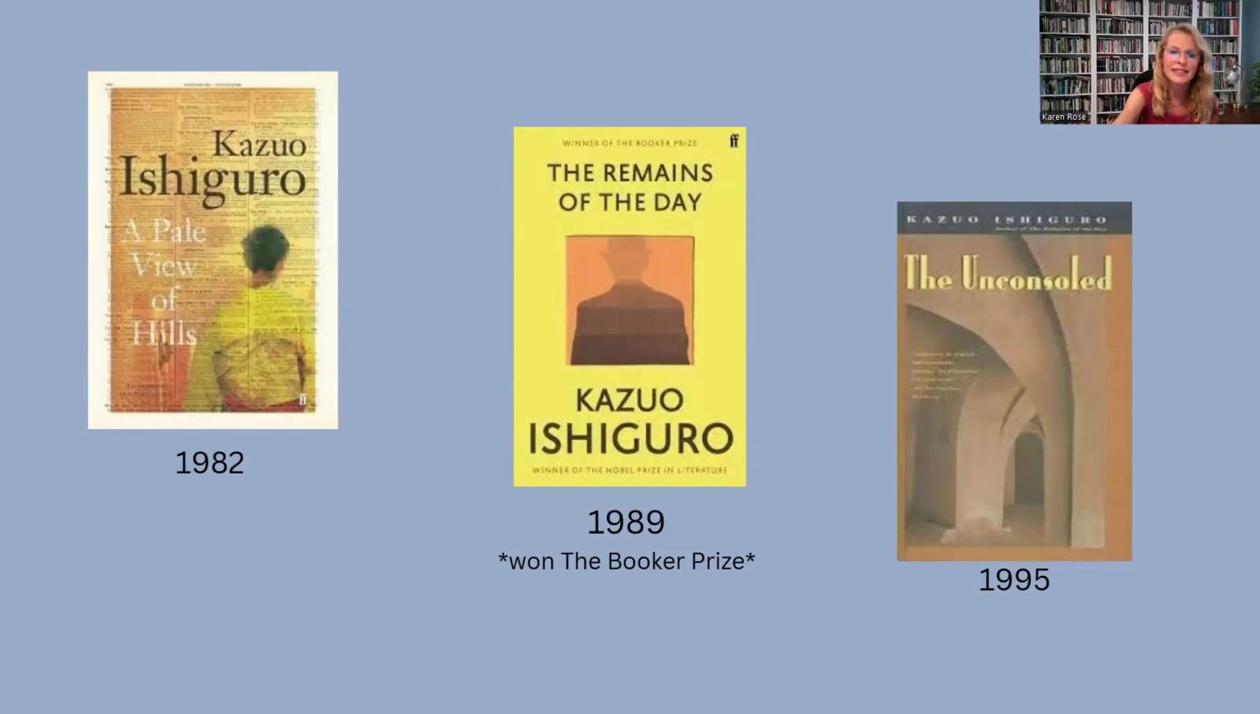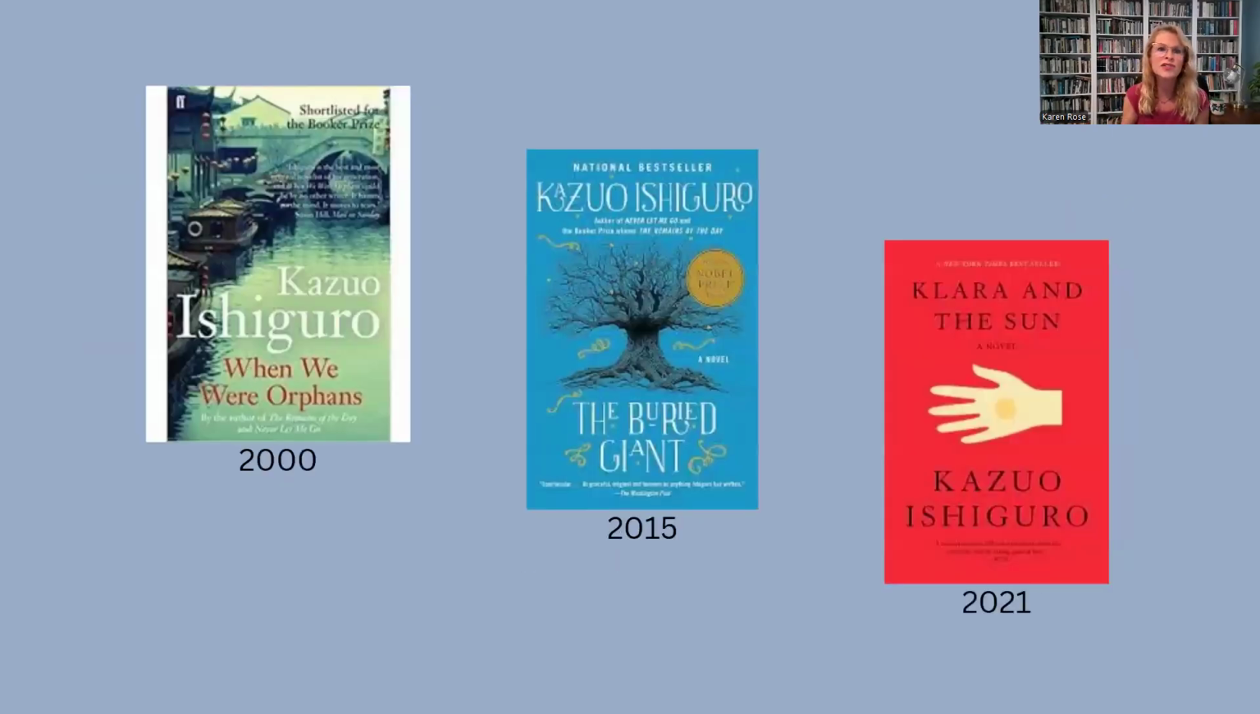And then in 1995, The Unconsoled, 2000, When We Were Orphans, 2015, The Buried Giant, and then most recently, his novel from 2021, Clara and the Sun. And I just recently read it.